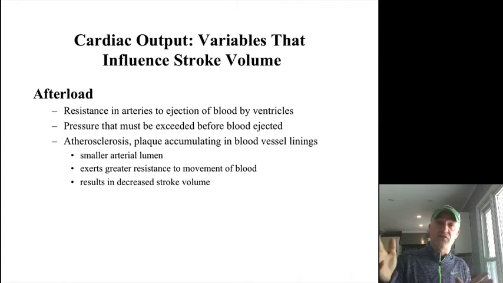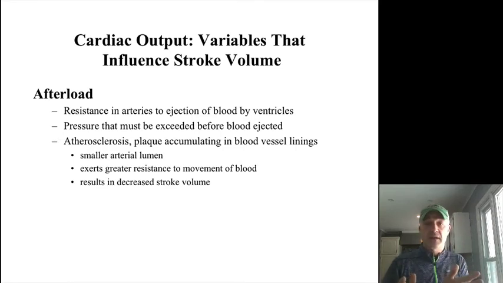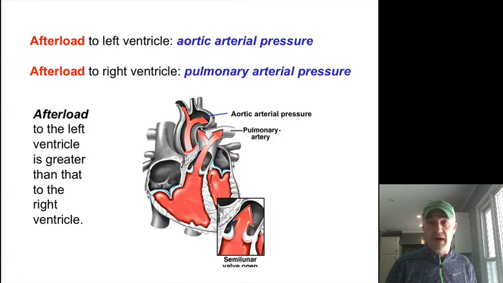Afterload is kind of the same idea. If you have increased pressure against that exit valve, it takes more pressure to get the door open, and once that pressure starts to drop, that door is going to slam shut sooner. What this really means is that increased resistance means less blood is going to get out with each beat. Atherosclerosis can also contribute to this by giving you less space to push this blood out to and have increased resistance, which is going to lead to more blood staying in the heart, a greater end-systolic volume, and less blood having left the heart. Decreased stroke volume, decreased cardiac output can be a problem.